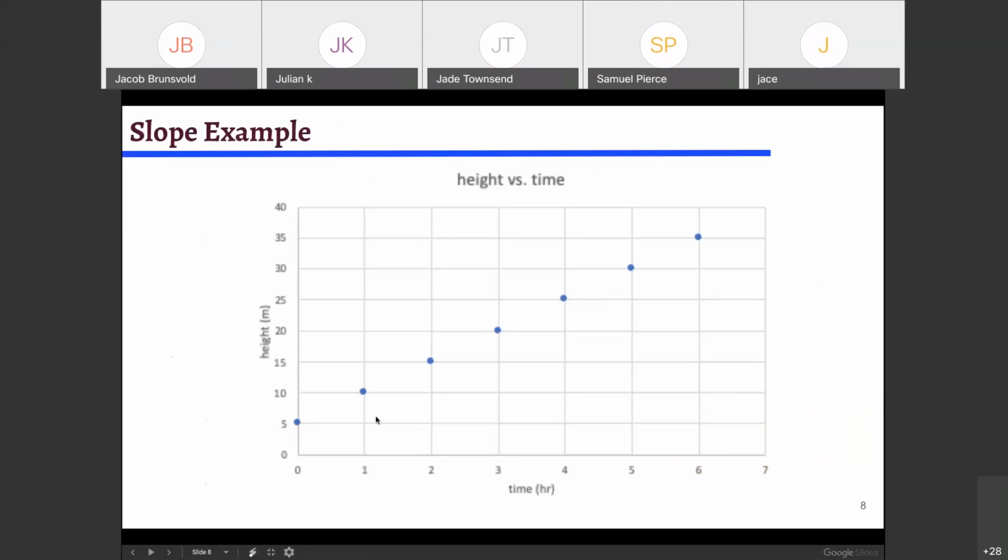So here's a graph. What I want you to do is take a minute, see if you can calculate the slope. Once you think you've got it, go ahead and type it into the chat. Take a minute, see if you can calculate the slope, and then I'm going to show you how to calculate the slope in a minute. If you have no idea what to do to calculate slope with this one, just hang on and I'm going to show you in just a second.